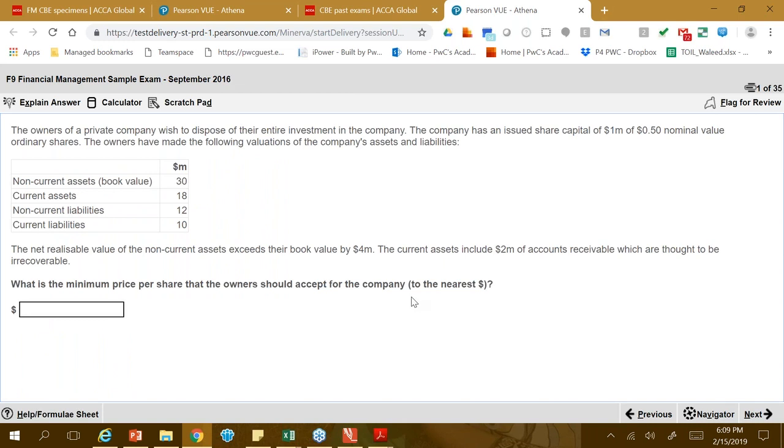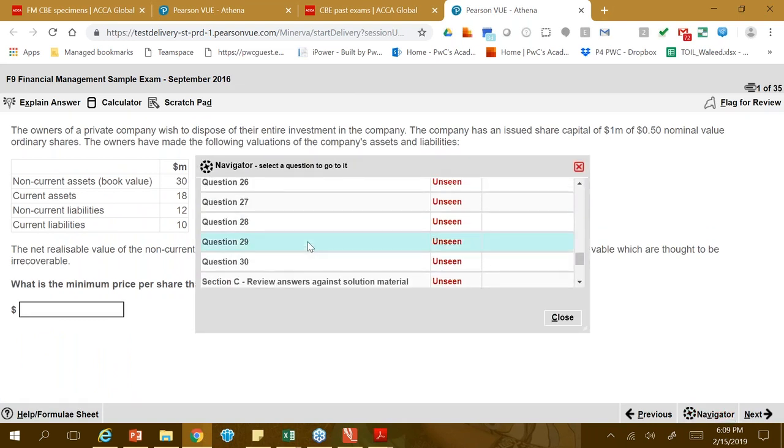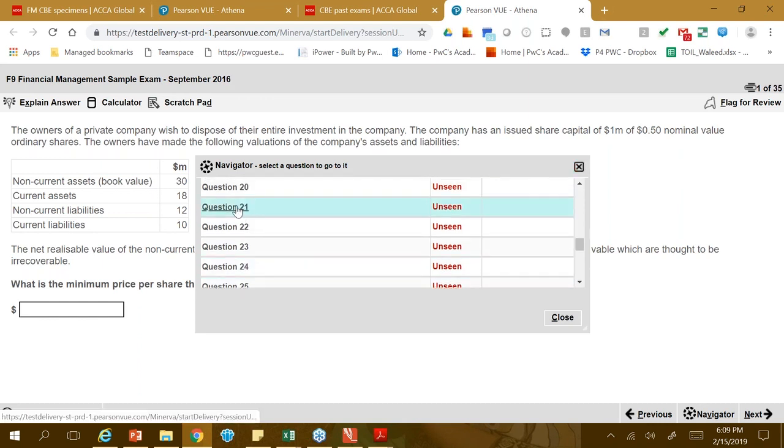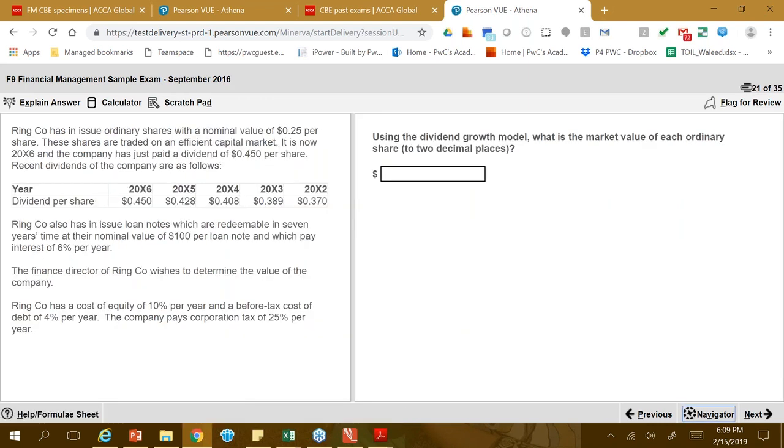Okay, so 21 to 25. That's another section B question. It's the Ring company, and we have got some OT questions attached to it.